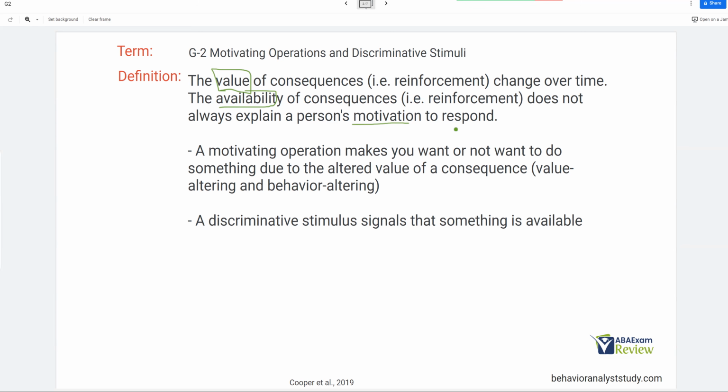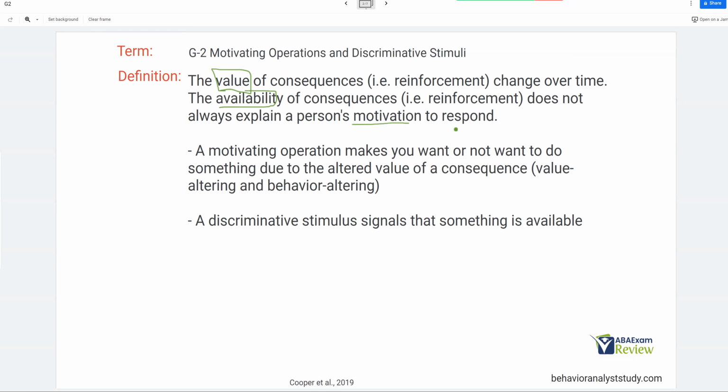So start to think about in terms of interventions why that matters. If you have a learner and they just got a brand new toy truck, they might be extremely motivated today to work and respond for that toy truck. 6 months down the line, when that truck no longer holds any value, it might have no effect on their behavior. And that is the crux behind MOs and then to further our discriminative stimuli.